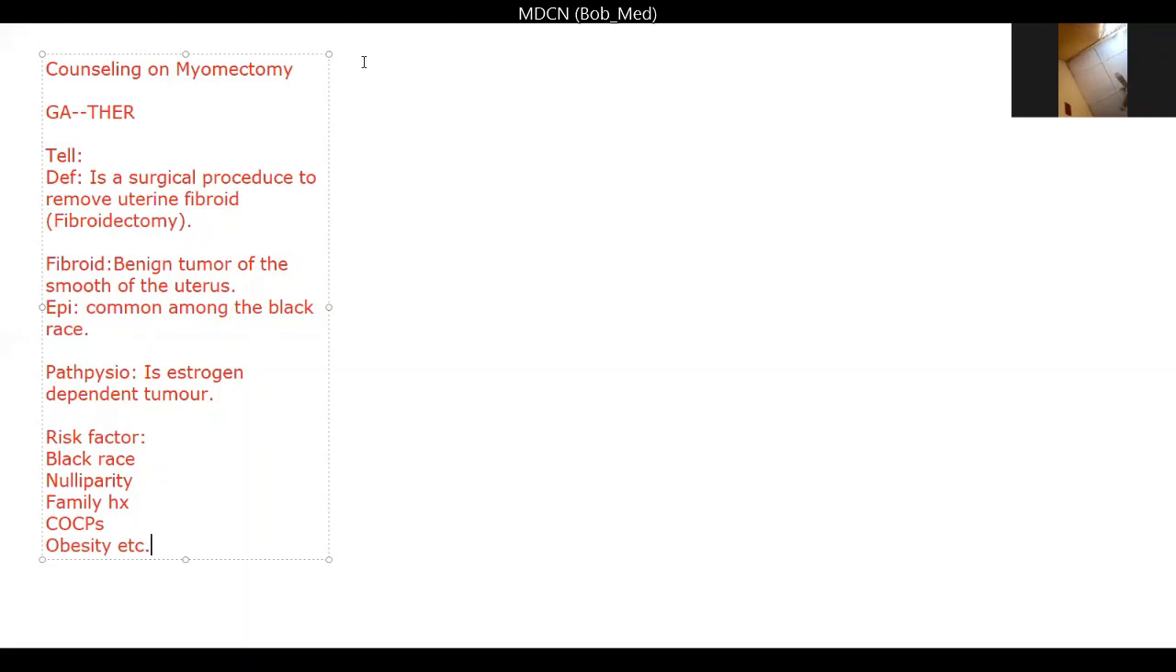That's enough. We don't have to talk so much about it, but just a few things you need to remind the patient about. Having explained all this, the next thing you also want to talk about, very important, is the reasons for the removal of fibroid. Why should a fibroid be removed? So you want to counsel the patient about it.